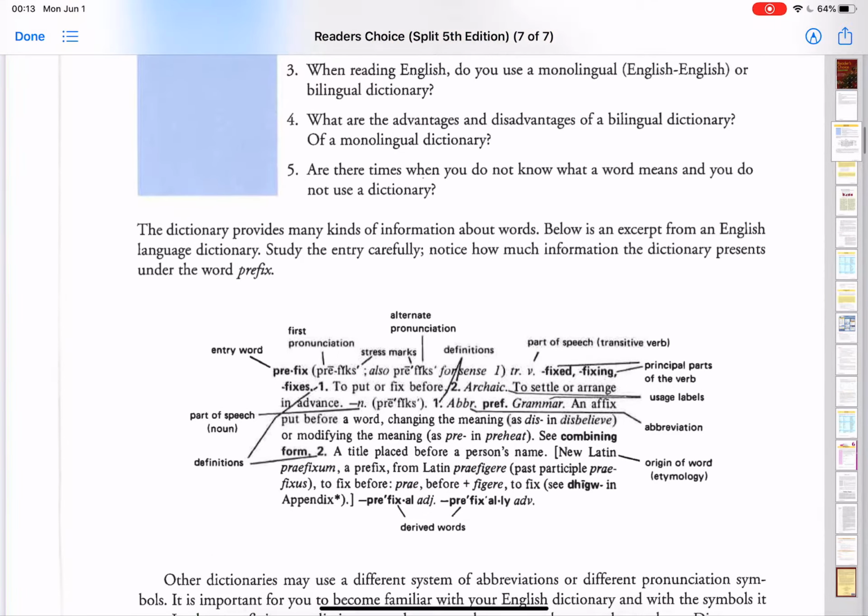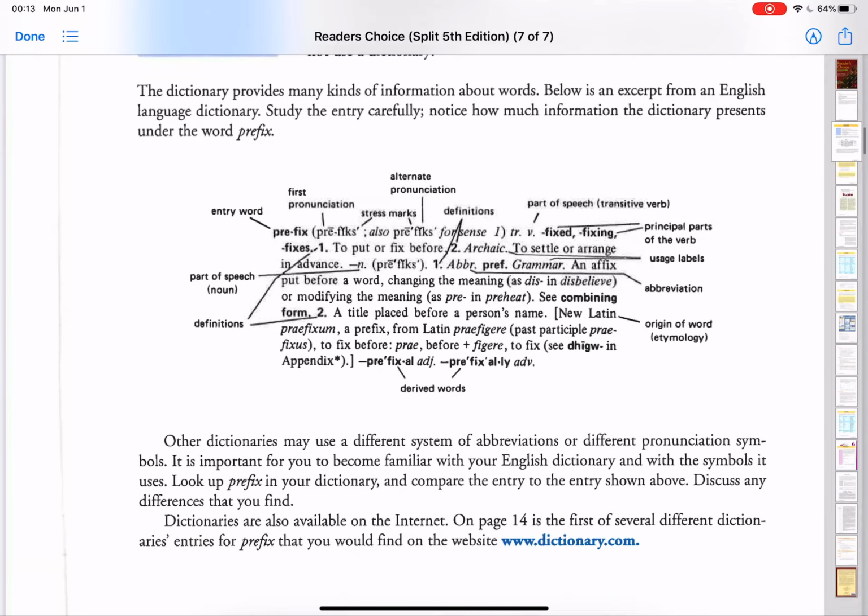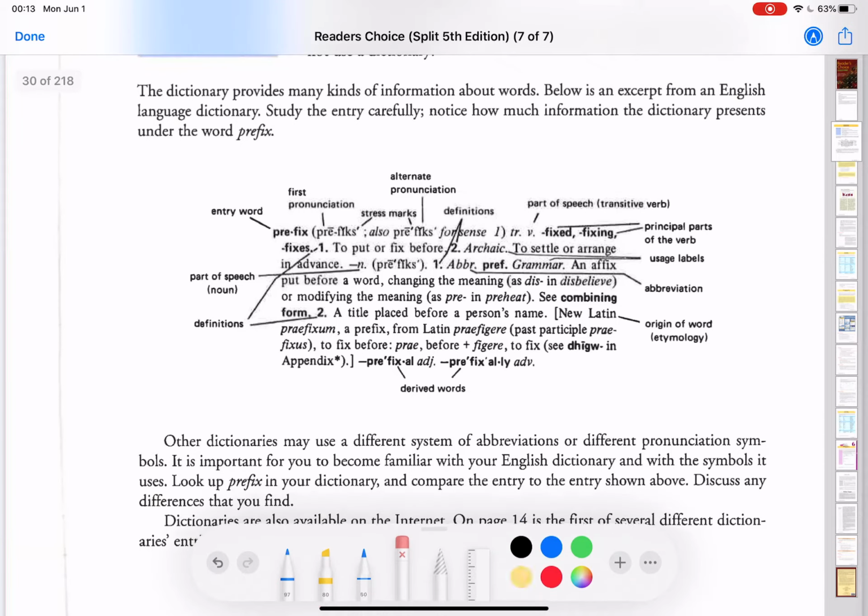Now, there's a lot of information that a dictionary can provide about words. It can provide the definition, but it can actually provide so much more. So we're going to do a little bit of study about some of the different things that you can learn about a word from the dictionary. So here you can see a dictionary entry for the word prefix, and there's a lot of different things that we can notice from this dictionary entry.